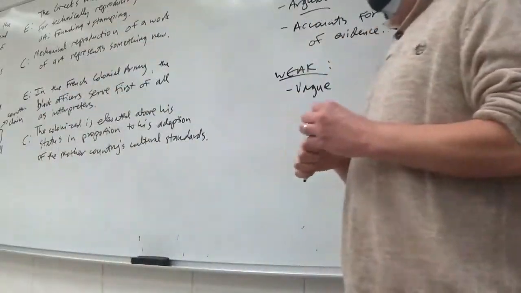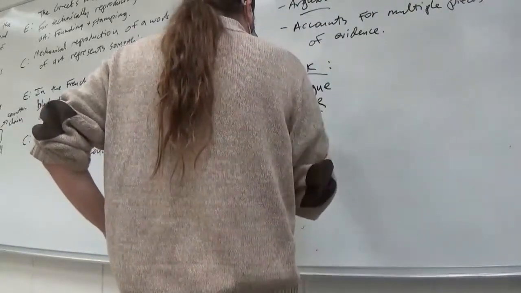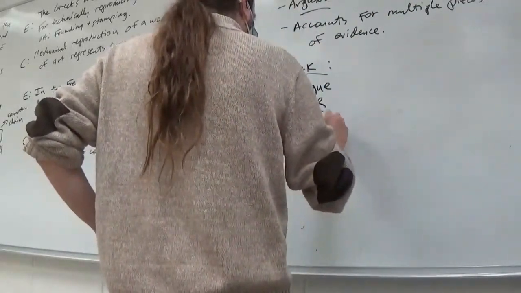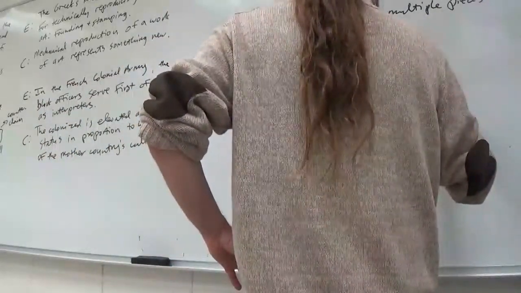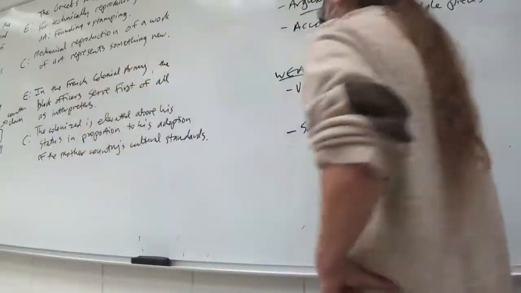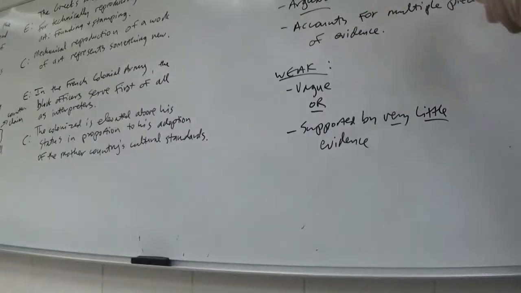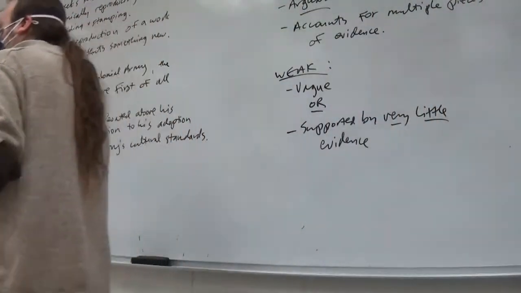is often vague or wishy-washy, or is supported by very little evidence. So a claim that you can support with three pieces of evidence is going to be stronger than a claim that you can support with only one piece of evidence, right? So this is how I want you thinking as you go through this, right? So go through it. For now, just look for patterns.